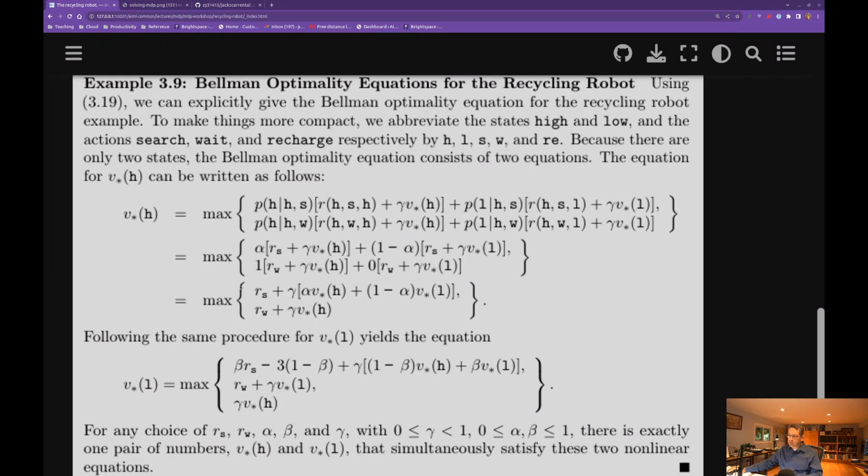Evidently, it's a nonlinear equation. That's the first nonlinear equation. And we can go ahead and repeat the same exercise for the second nonlinear equation, V star of low. So we have two nonlinear equations with two unknowns, and the process that we will specify right now, called policy iteration, is able to help us come up with a solution for this nonlinear problem.